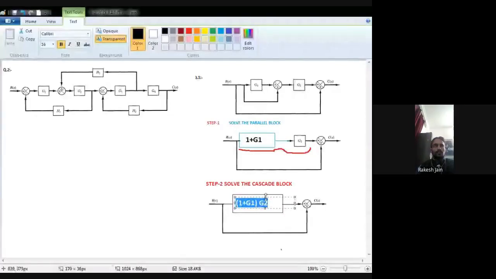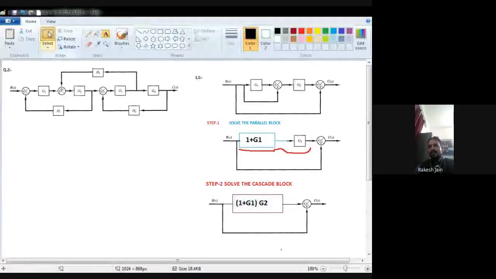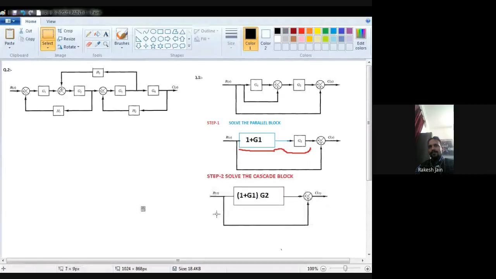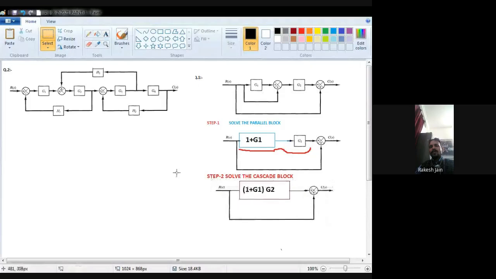Now a single block will come because we know that whenever blocks are in cascade the gain will be multiplied. So one gain is 1 plus G1 and the second gain is G2. So both will be multiplied. Now see this one.